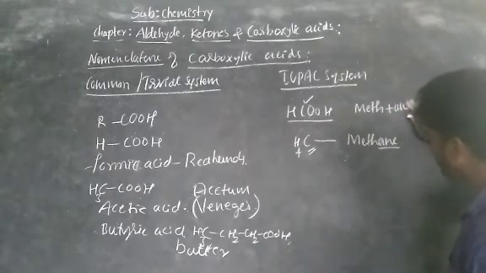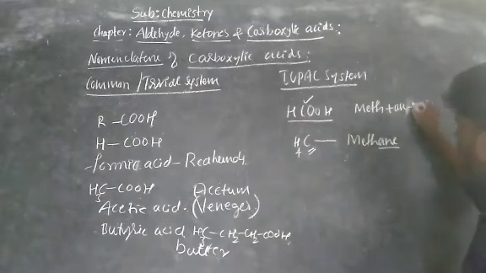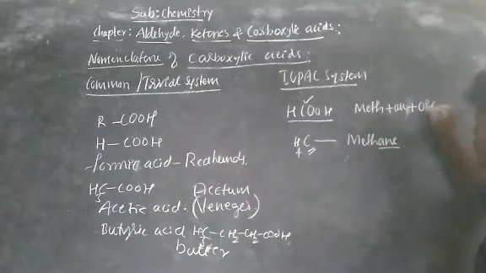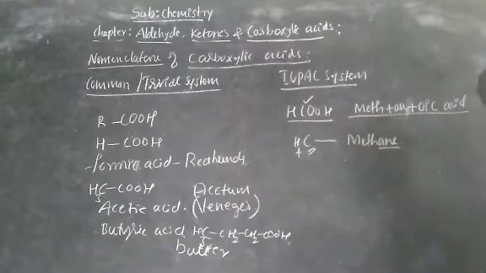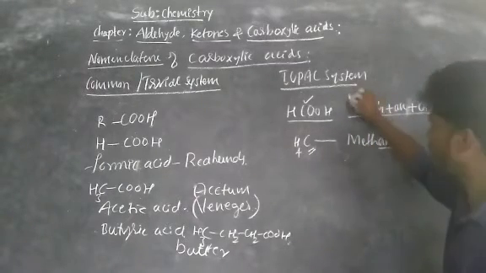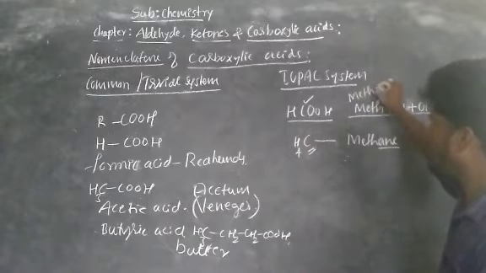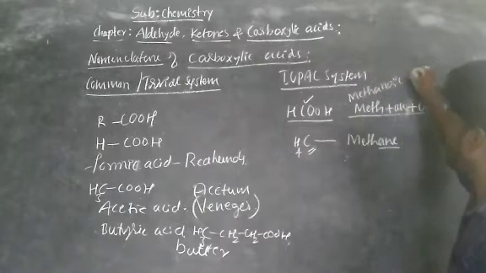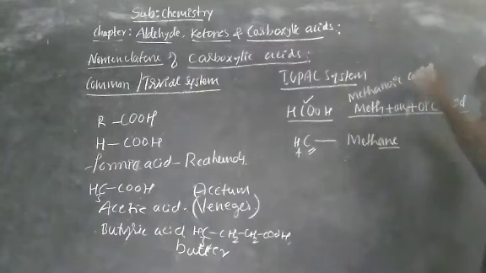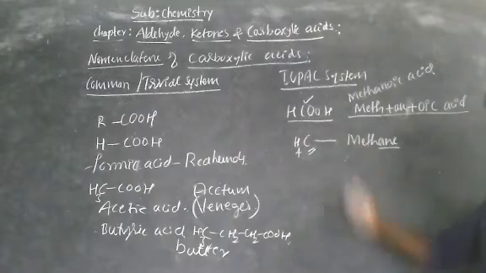Now here this E in an alkane is replaced by writing oic acid. This is the compound name of this one. That is meth plus ANE plus oic acid, that is called as what? Methanoic acid. This is the IUPAC name of this compound.